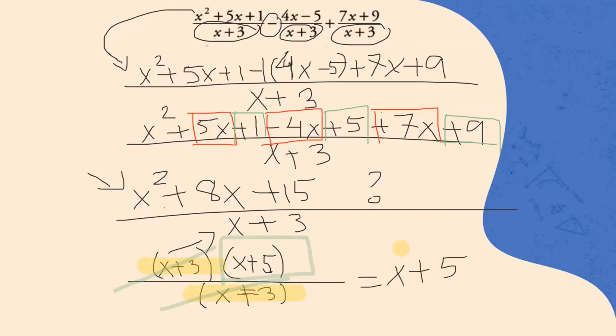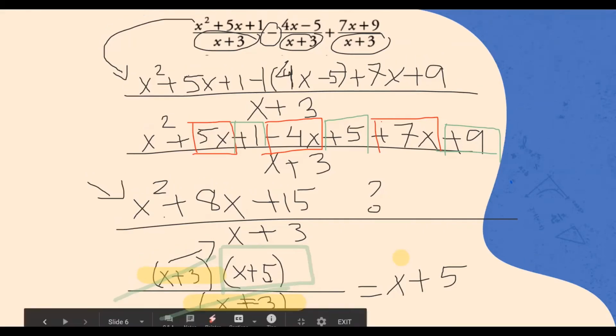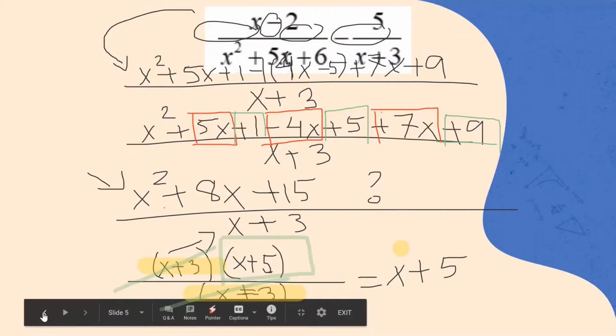And x plus 5 cannot be simplified anymore just because x is a variable and 5 is a number. So that is your final answer. Any question, Maggie? Or Amina? No. No, thank you for participating.